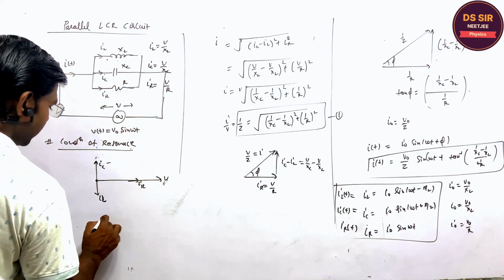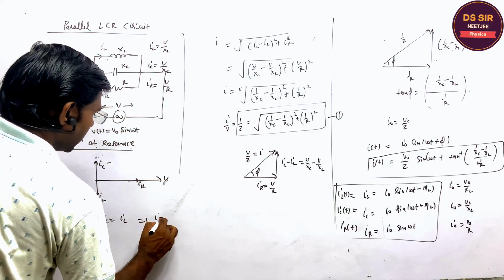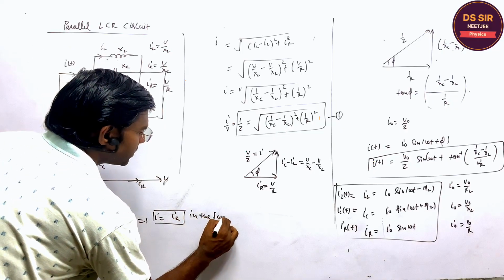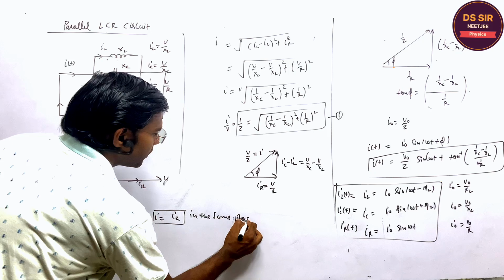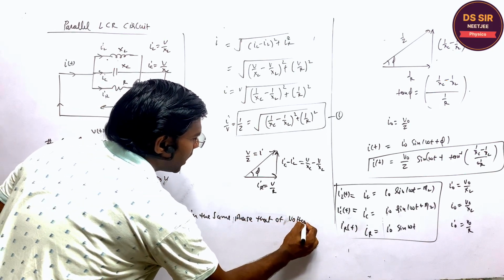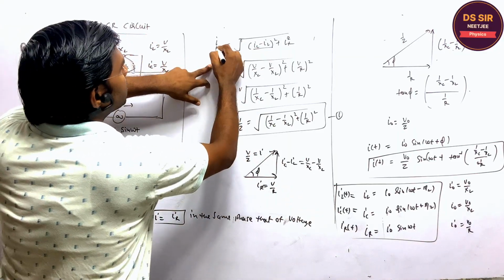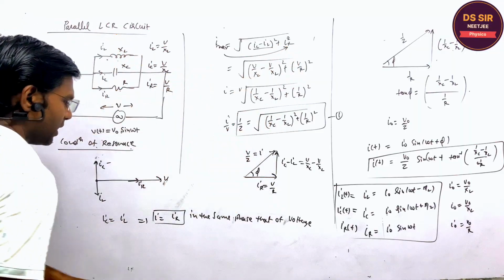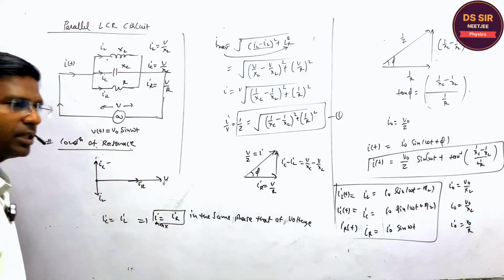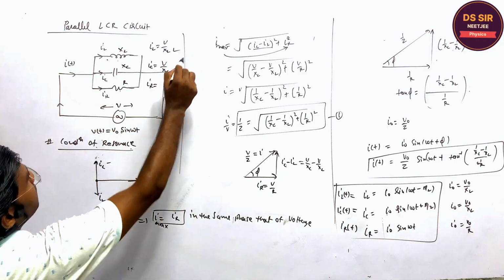The IC and IL both are equal, so that the total current is nothing but equal to IR, in the same phase as that of the voltage. Are you getting or not? When the IL and IC are equal, the maximum current will be equal to IR. This is the maximum current over here. So when the maximum current is there, that is the condition of resonance. IC and IL both are equal.